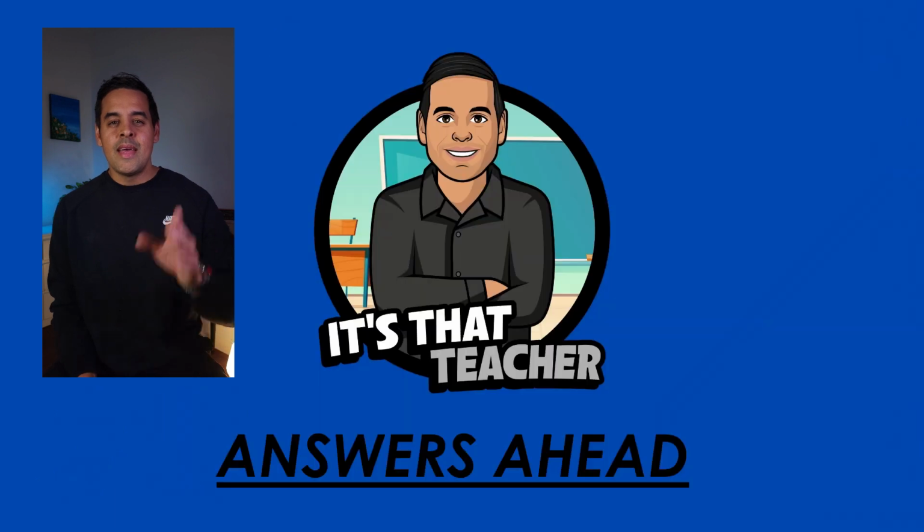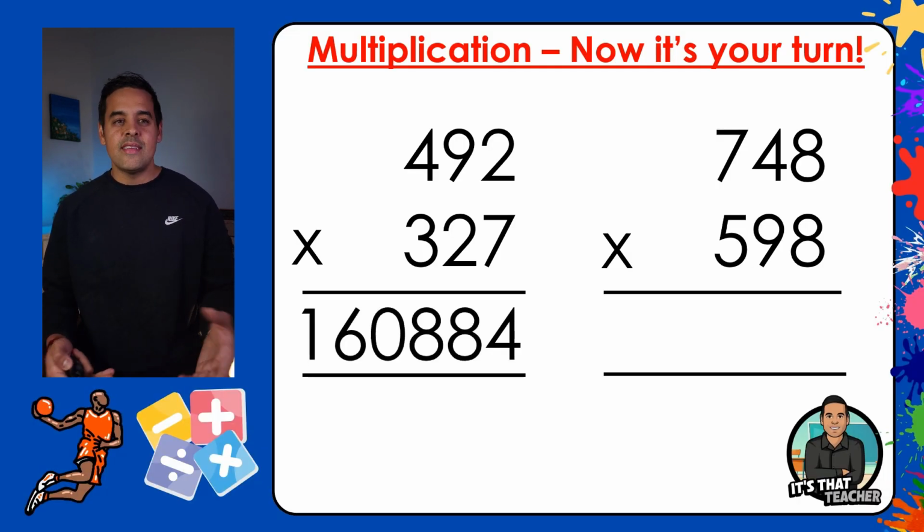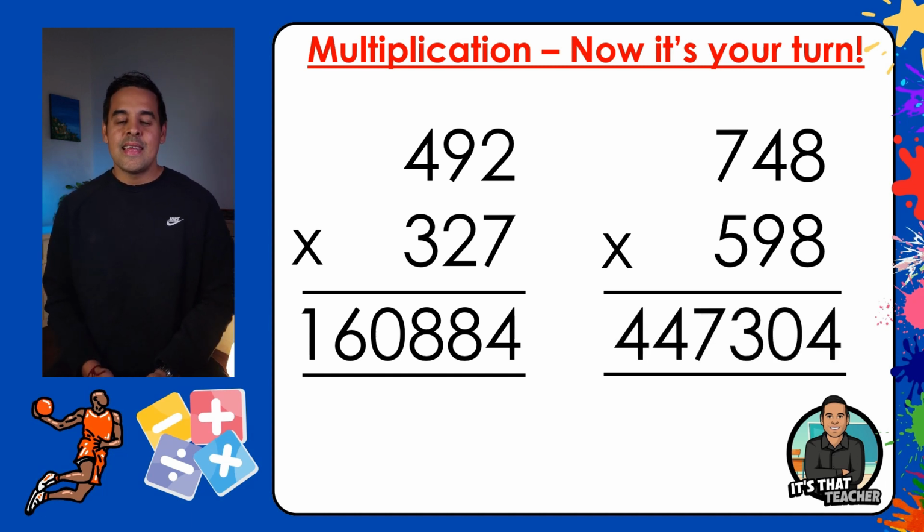Okay, so let's go. Answers here. Now, as you can see, the first question is 160,884. And finally, the last numbers are quite a large number, 447,304.